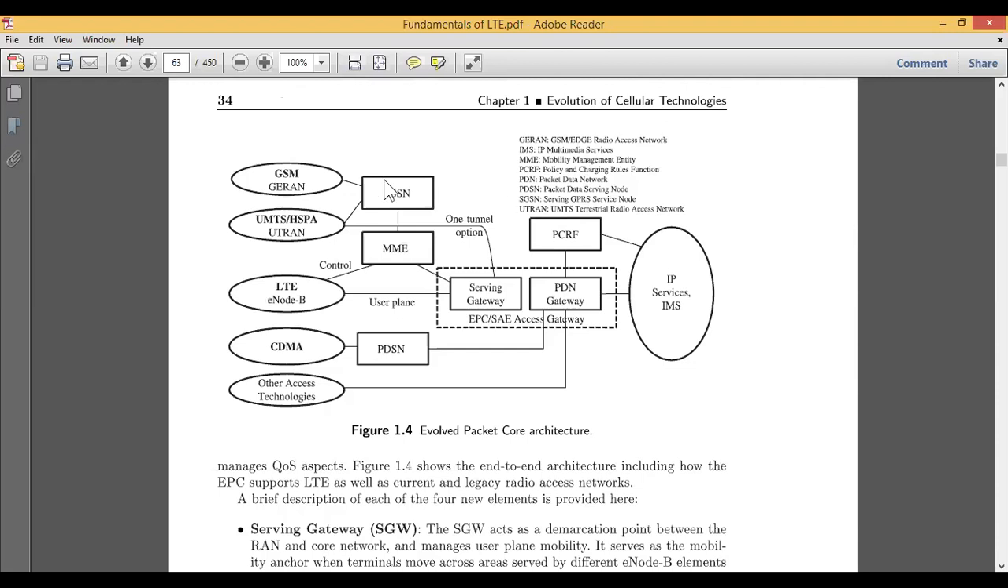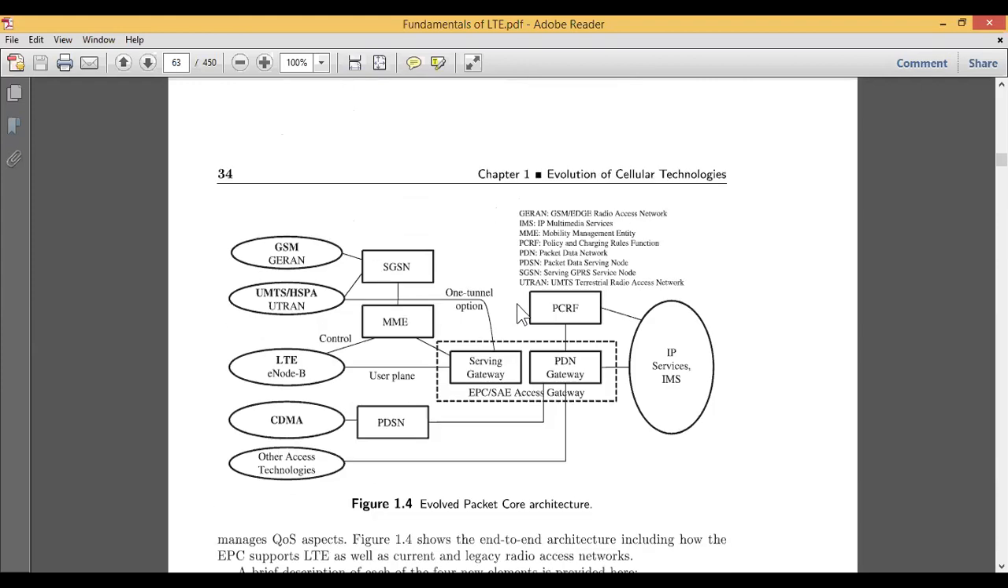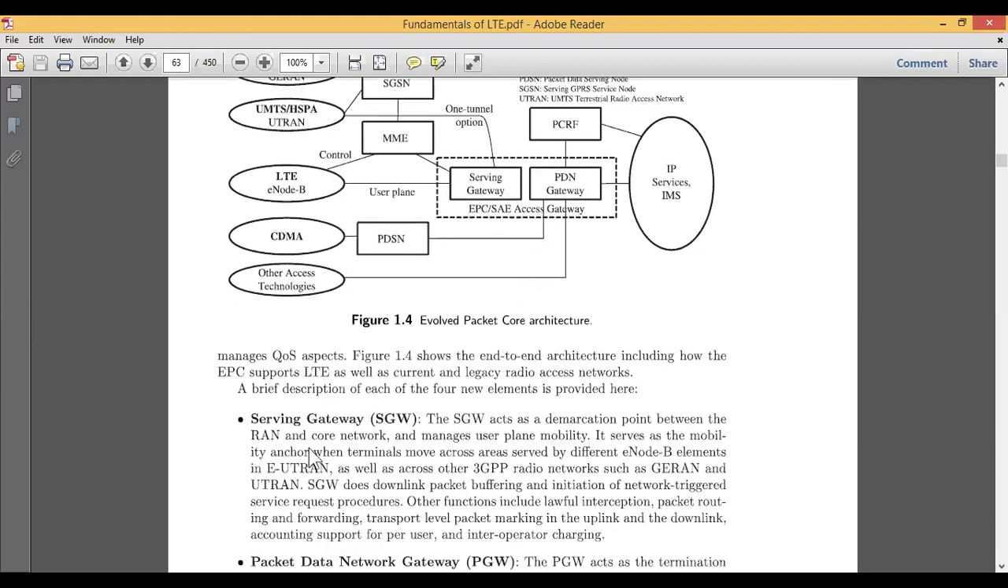Now what actually is this SGW? It is nothing but the serving gateway, and in this particular box it acts as a demarcation point between the RAN and the core network. RAN is nothing but a radio access network, which is not there in the core system, and the core network is like our architecture. So the radio access network can be a tower also. And this acts as a point between these two networks, and it manages the user plane mobility.